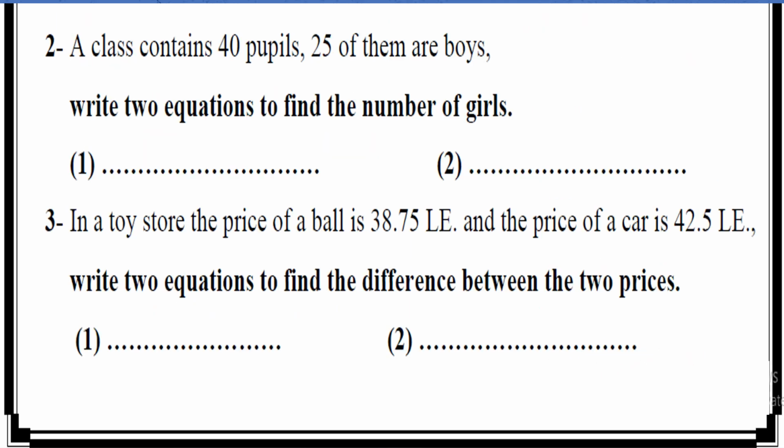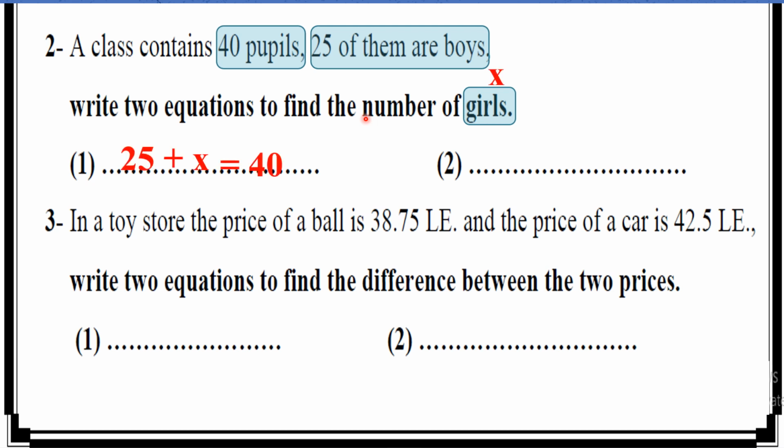And now in number 2: a class contains 40 pupils, 25 of them are boys. Write two equations to find the number of girls. Here we have the total number of students, 40 pupils. 25 are boys, so the rest will be girls. And the number of girls here is the variable. We can represent it using x.